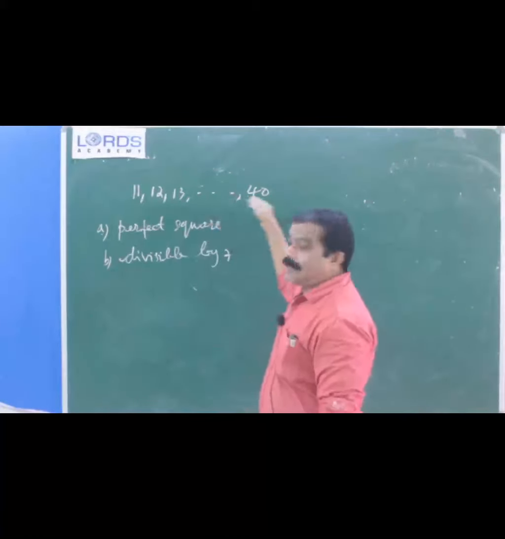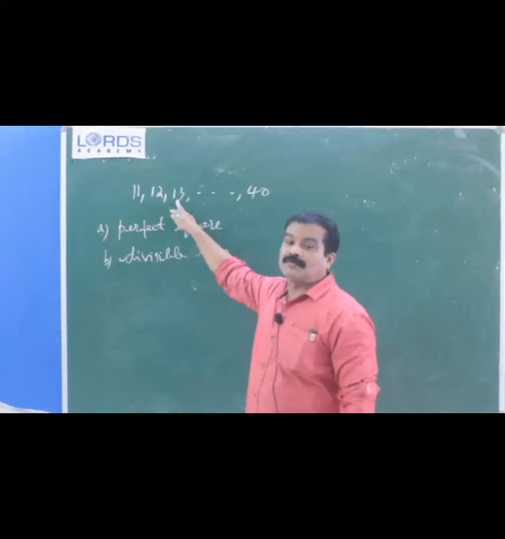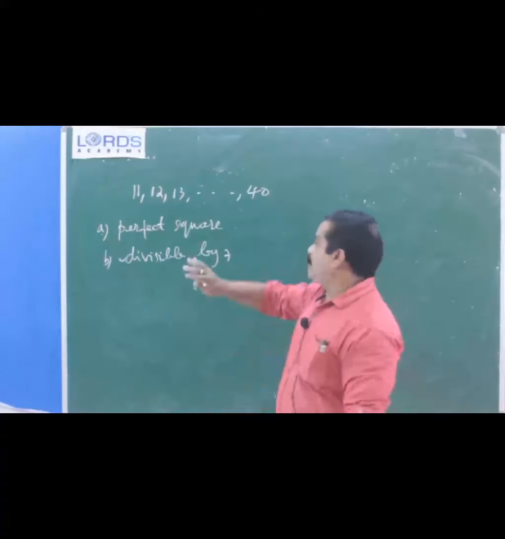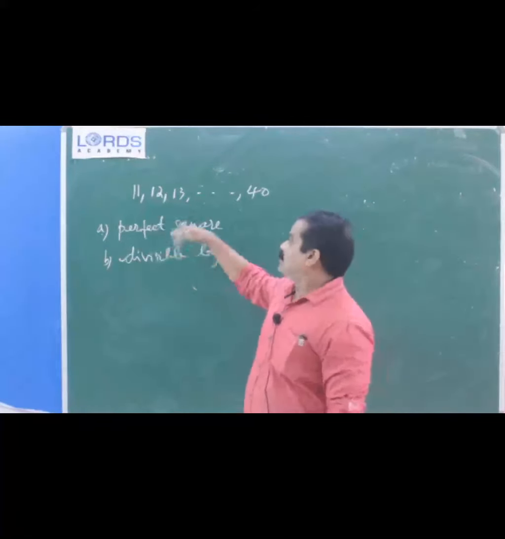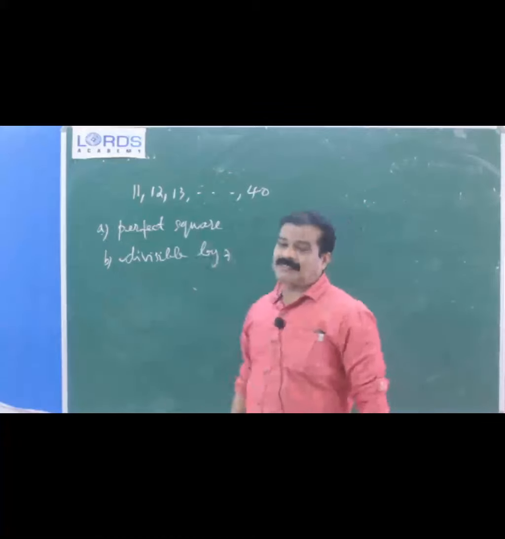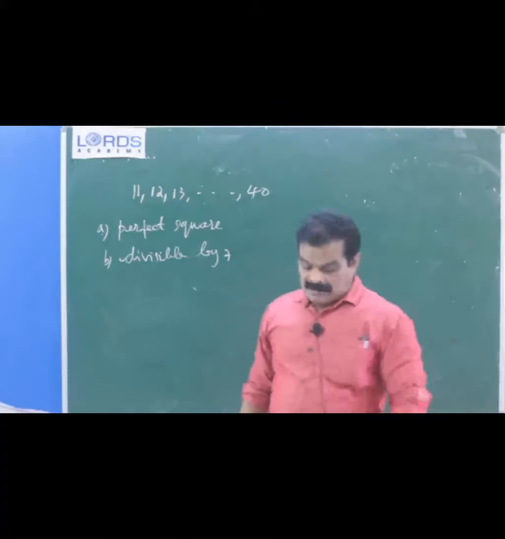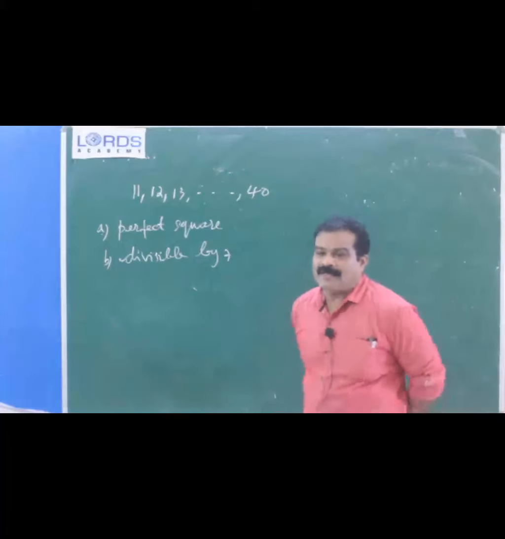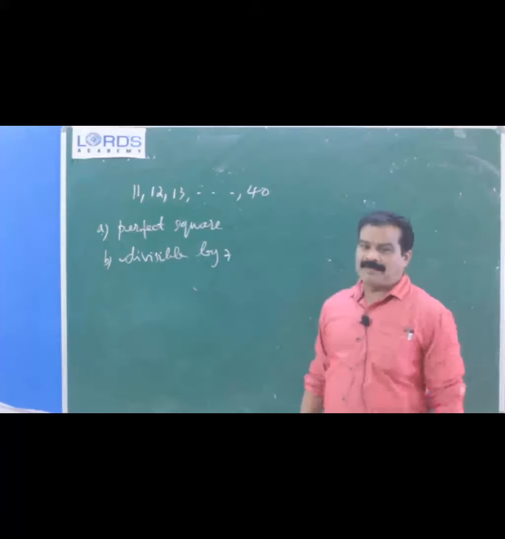Without writing all the numbers, you have to find out the total possible outcomes there. Can you say? How can we do it? Don't write all the numbers, 11, 12, 13, 14 up to 40, that is too difficult. So without doing that, give me the answer please. Anyone?